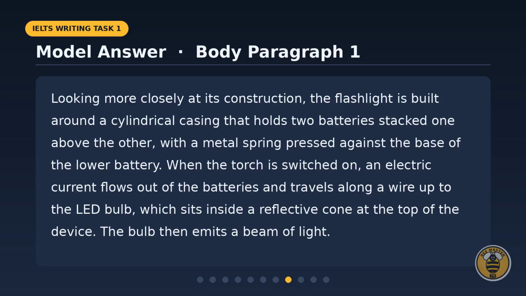Body paragraph 1 describes the construction and the current path. The flashlight is built around a cylindrical casing that holds 2 batteries stacked one above the other, with a metal spring pressed against the base of the lower battery. When the torch is switched on, current flows out of the batteries and travels along a wire up to the LED bulb, which sits inside a reflective cone at the top. The bulb then emits a beam of light.